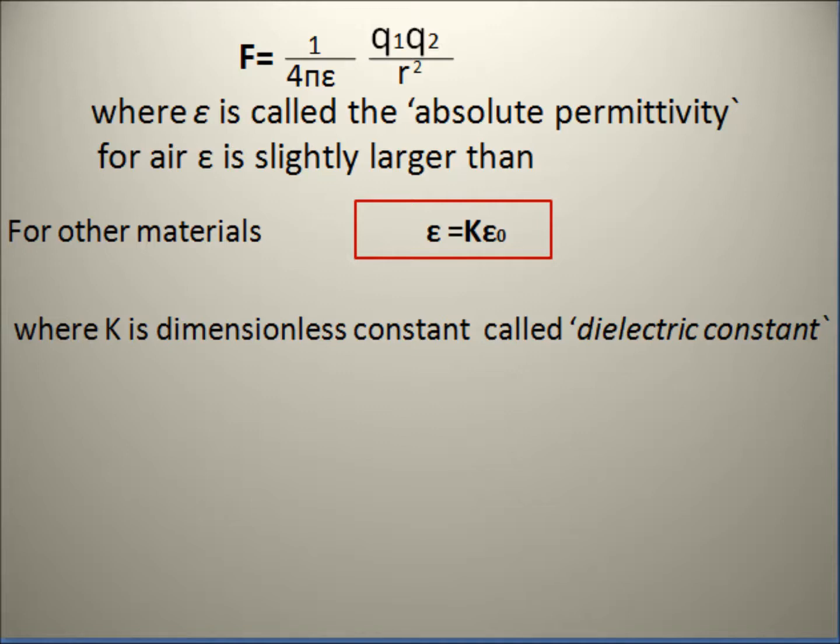You should notice one thing: before equation 2, a small k was used, which was the proportionality constant, but the K used here is capital K, which is the dielectric constant.